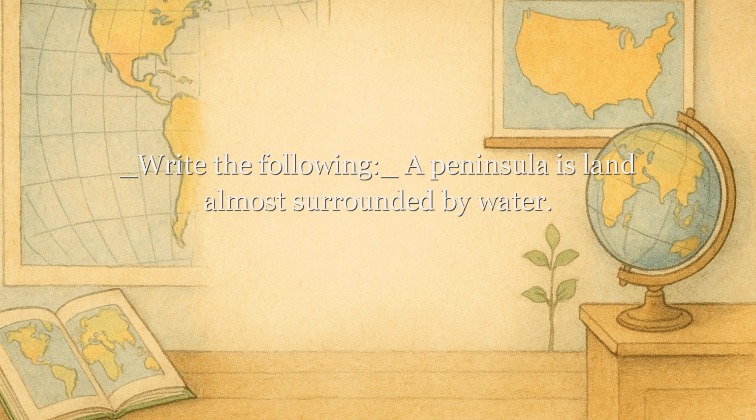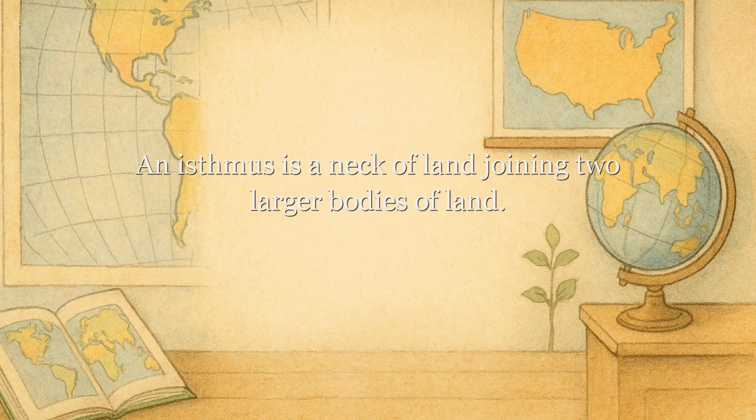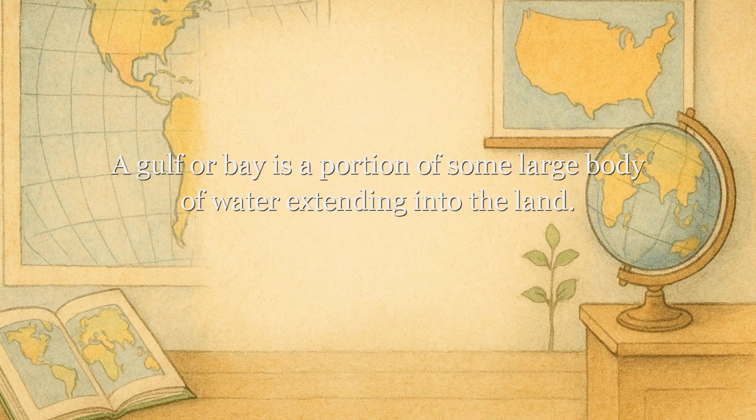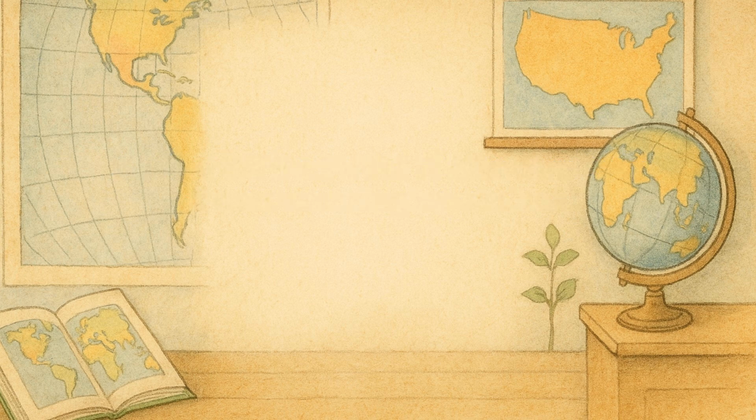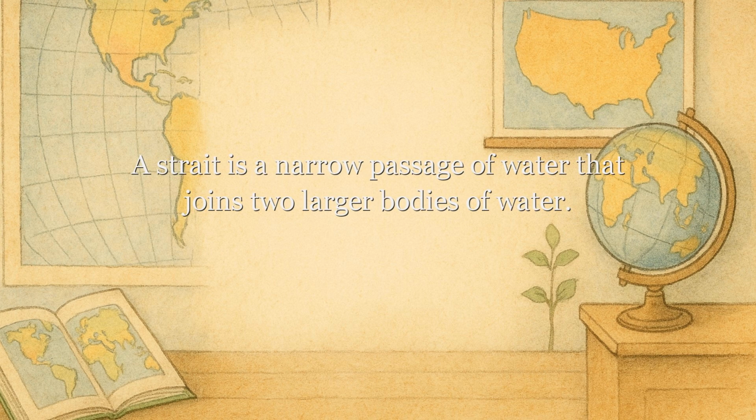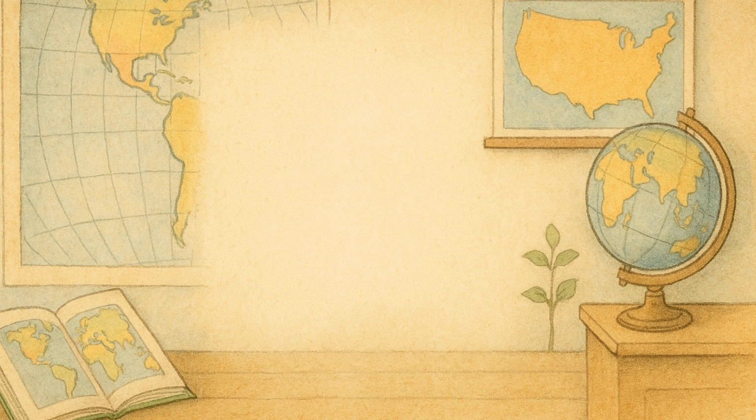Write the following. A peninsula is land almost surrounded by water. An isthmus is a neck of land joining two larger bodies of land. A gulf or bay is a portion of some large body of water extending into the land. A strait is a narrow passage of water that joins two larger bodies of water.